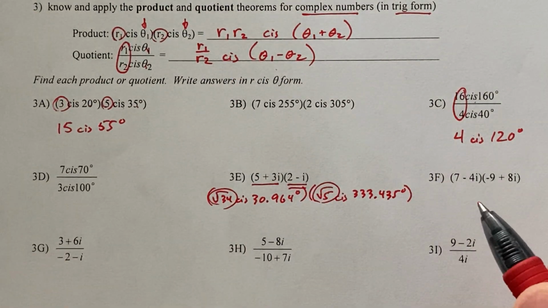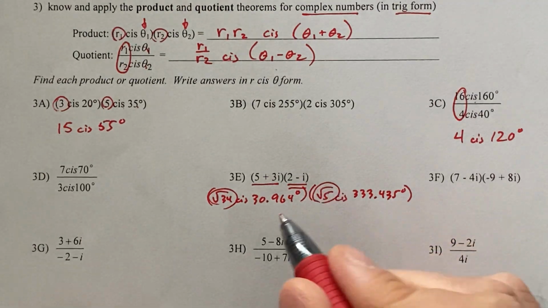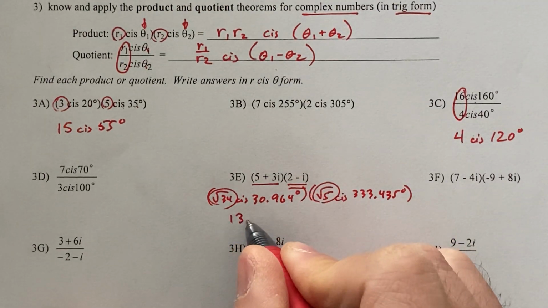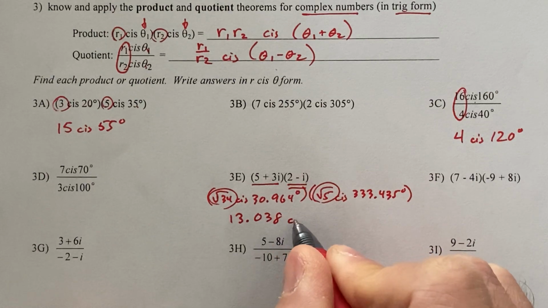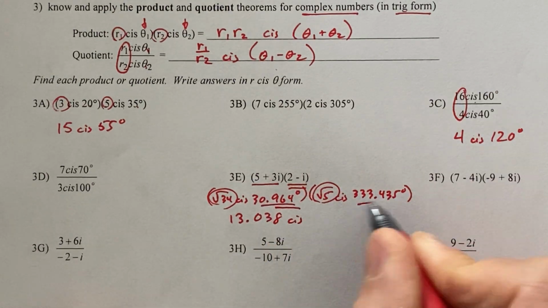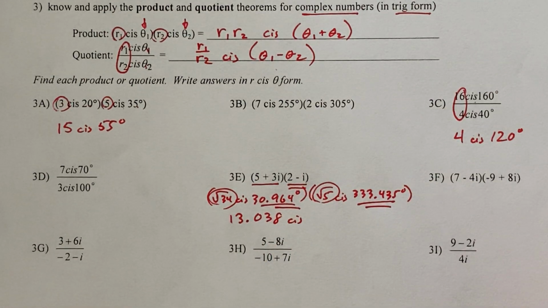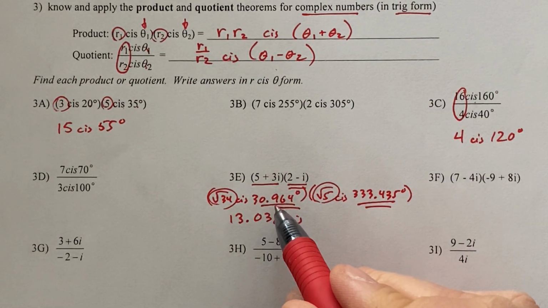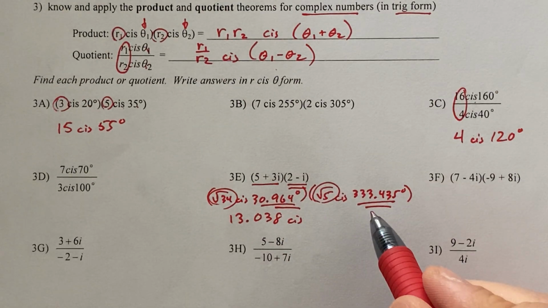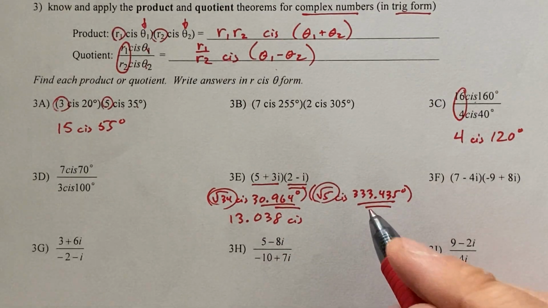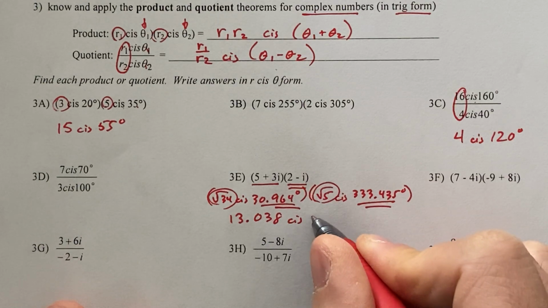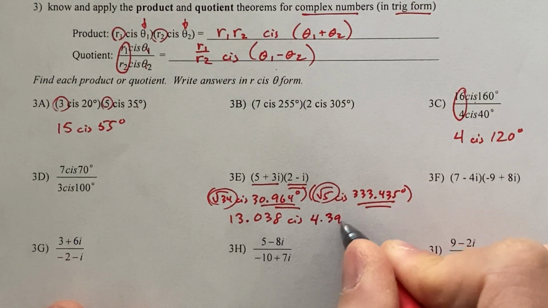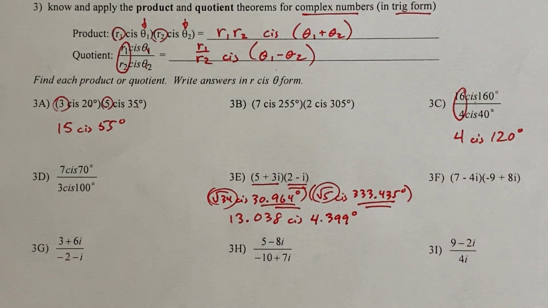Multiply these two, okay? So that gives me 13.038. And then for these guys, the angles, add them together. Now you got to be careful. If I add them together, that's actually going to be bigger than 360 degrees. In fact, it's 364.399. So all I have to do is subtract 360 and just be left with a 4.399.